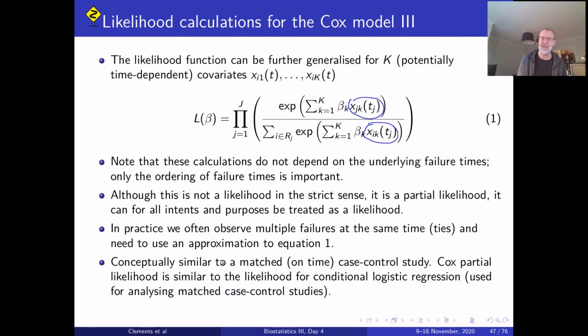This is conceptually similar to matching on time, or incidence density sampling for a case control study. And a Cox partial likelihood is actually almost identical to the likelihood for a conditional logistic regression. The only change is that you put a star on the R_j, where R_j star is a subset of those at risk. All the rest is the same.